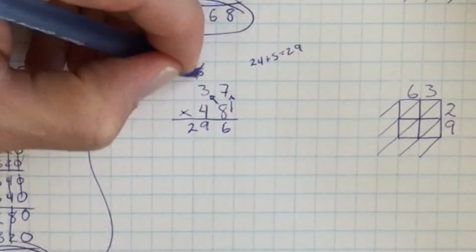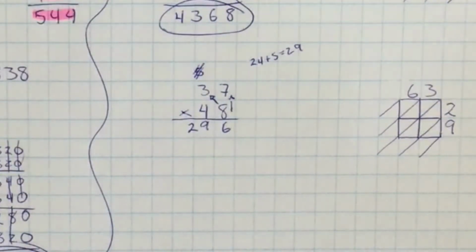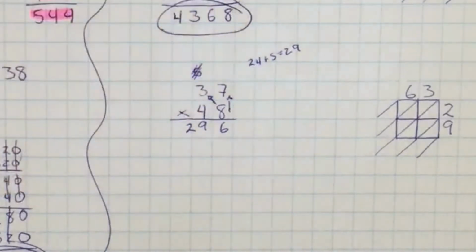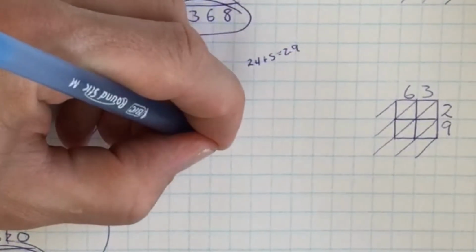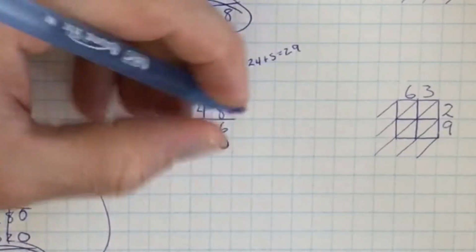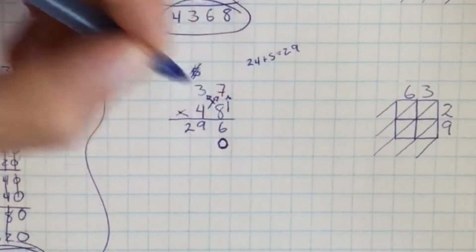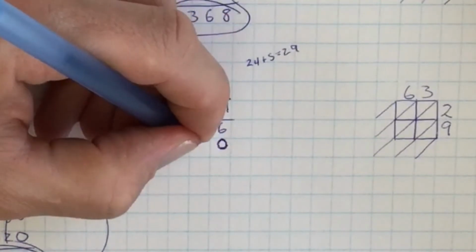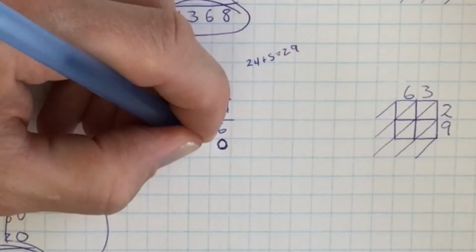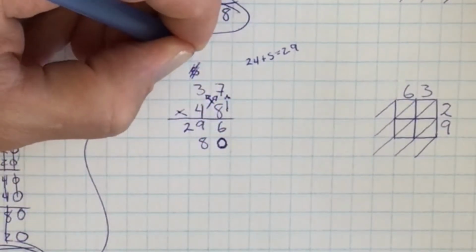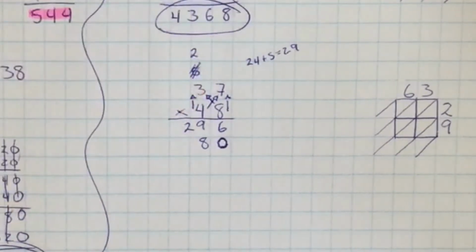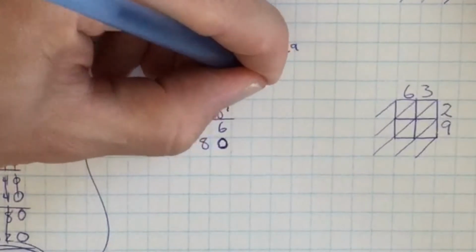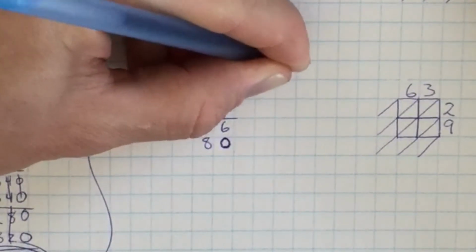We're going to cross out that regroup number. Now we're going to go to 4. Again, this isn't a 4, it's a 40. It's in the 10 spot, so we're going to put a 0. Diagonally to start, 4 multiplied by 7 is 28. Regroup a 2. 4 multiplied by 3 is 12. 12, add 2 is 14.